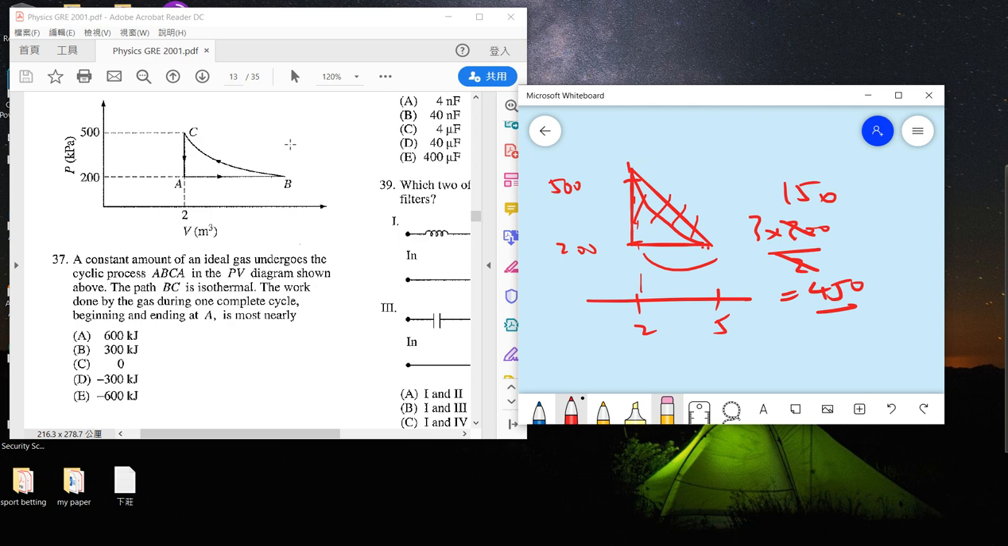But finally, what we want to ask is: is the work positive or negative? Okay, by the graph, the work is negative. Basically, you can see the cycle direction, so the work is negative. And if the direction is reversed, then the work is positive. So the answer is D.